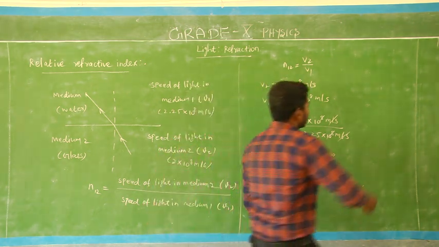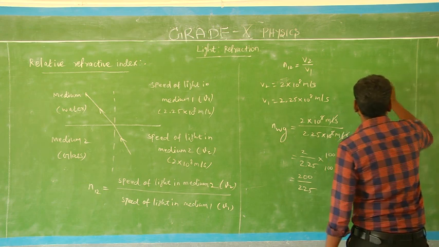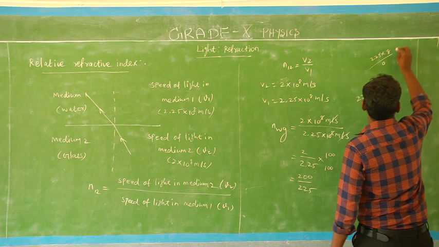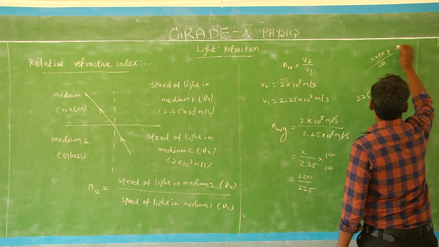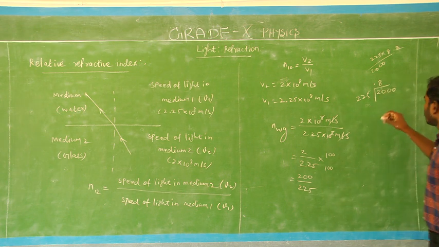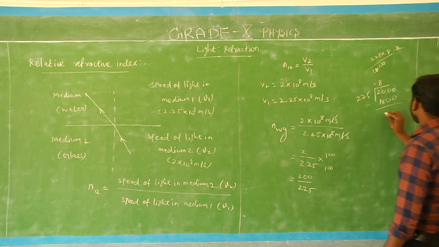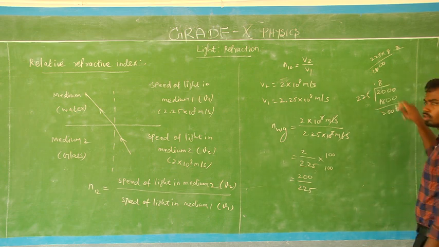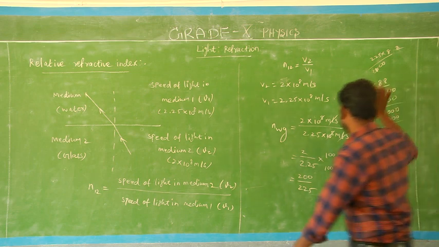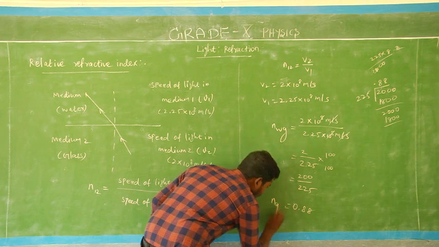Further dividing 200 by 225: add a decimal point and a 0, then 225 into 8 is 1800, leaving 200. Again add a 0 to get 2000, and 8 into 225 is again 1800. So this is equal to 0.88.